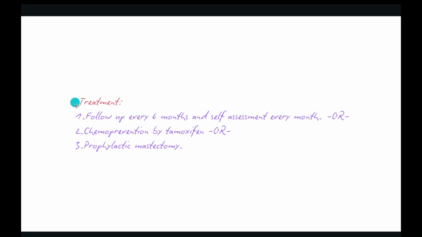We can treat a patient with lobular carcinoma in situ by one of the following options. Follow-up every 6 months and self-assessment every month, or chemoprevention by tamoxifen, or prophylactic mastectomies. These options should be explained to the patient, and the patient can pick the suitable option of treatment, because most of them are BRCA positive and they have a very high risk of breast cancer.